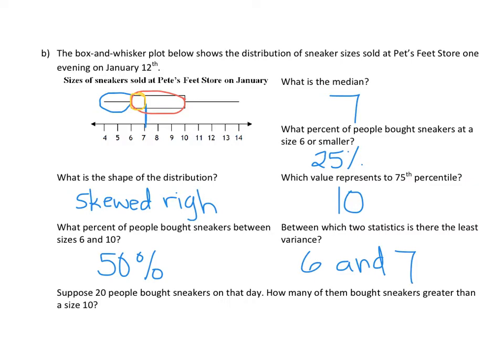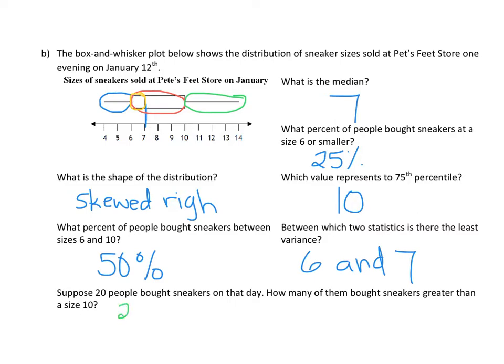Suppose 20 people bought sneakers on that day. How many of them bought sneakers greater than size 10? Well, we need to know what percentage is greater than size 10. Greater than size 10 is this quartile, which is one quartile, which is 25%.